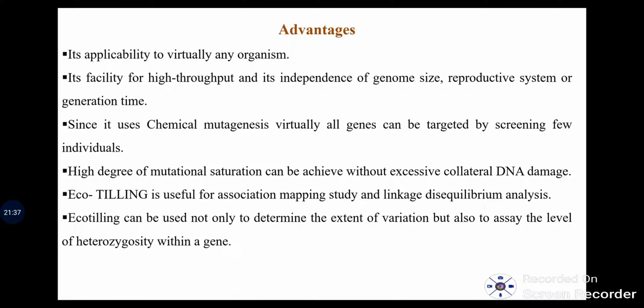Coming to the advantages of tilling technology, its applicability to virtually any organisms means there is no boundary between the genomes or families or anything. It facilitates high throughput and independence of genome size, reproductive system, or generation time. Since chemical mutagenesis used here, all genes can be targeted by screening few individuals. High degree of mutational saturation can be achieved without excessive collateral DNA damage.